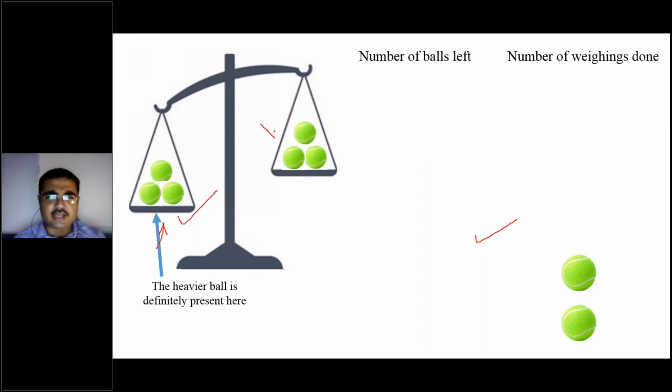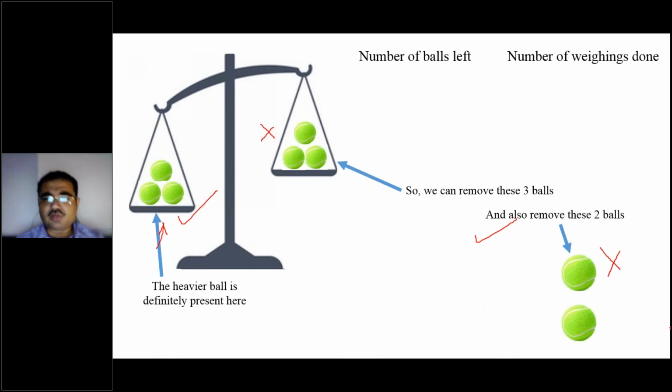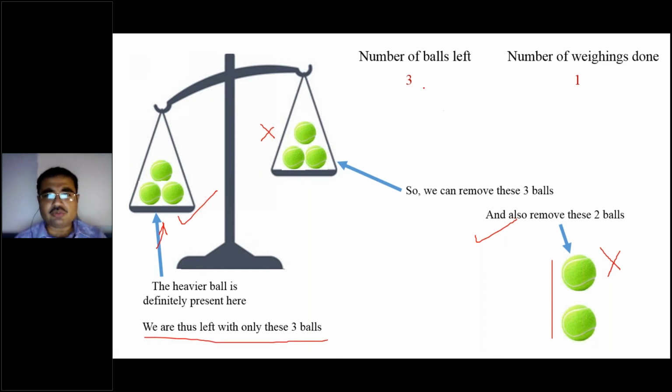I can get rid of these 3 because these 3 do not contain the heavier ball. Even I can get rid of these 2 because the heavier is present here. So the heavier is definitely not present here. We can remove these 3 balls. Also, we can remove these 2 balls. Remember, these 2 balls we can remove also. And say we are left with only 3 balls. We are left with 3 balls and 1 weighing done till now.